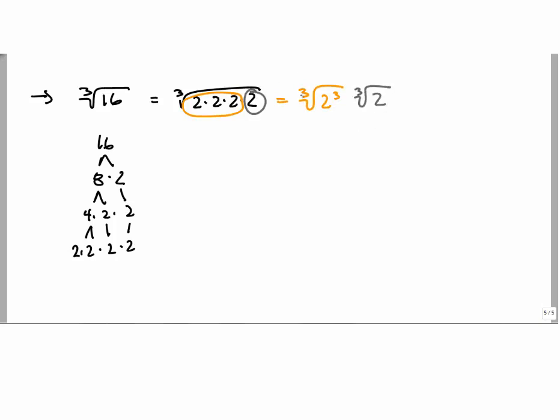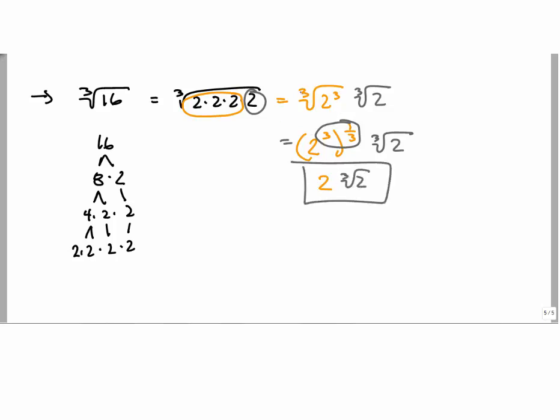Now the cubic root of 2 to the 3rd, these 3's cancel each other, because I will rewrite these, and this would be 2 cubed to the 1/3 times the cubic root of 2. Got to drag that along. Remember, when you raise a power to a power, you multiply the powers. 3 times 1/3 is just 1. So another way we could look at this same problem is that these 3's cancel. The root and the power cancel each other out.